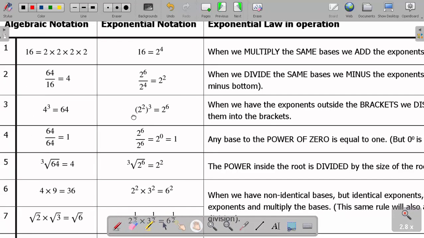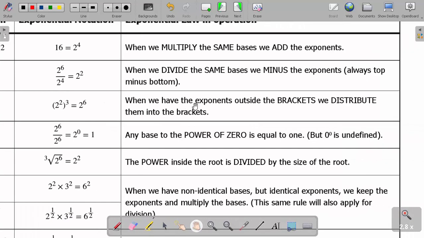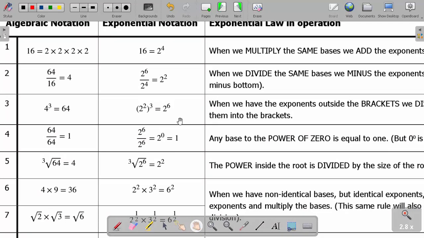Hope we are still together. Then another one is here. If I've got 4 to the power 3, which is the same as 64. Now in this particular case, I can write this 4 as 2 squared, but because of the power 3, now how do I get it? Now 64 is the same as 2 power 6. How do I get power 6 here? By multiplying the 3 and the 2. So the law says in this case that when we have exponents outside the brackets, we distribute or multiply them into the brackets. Are we together?